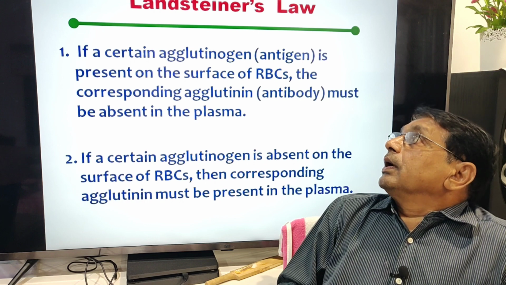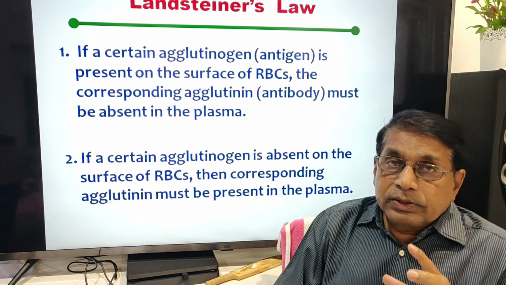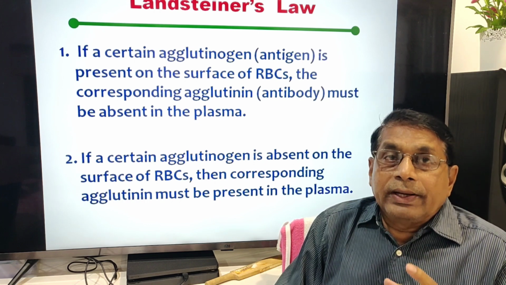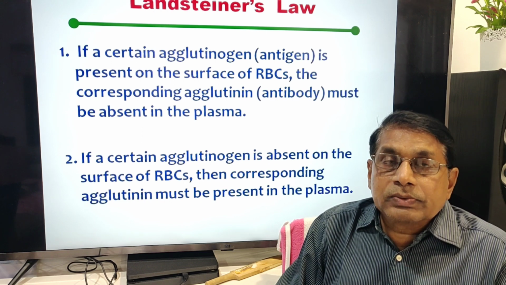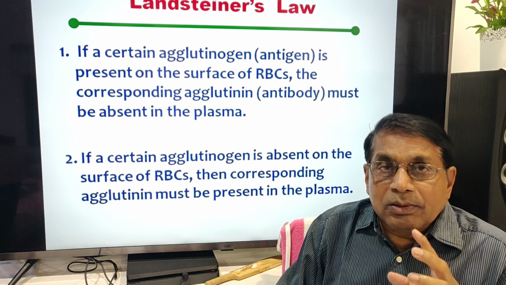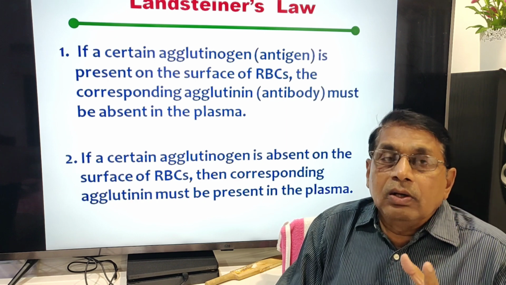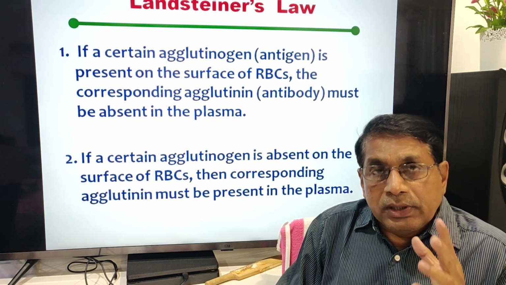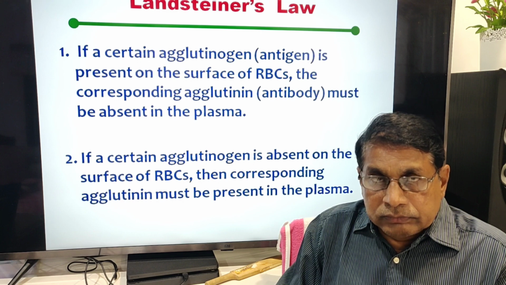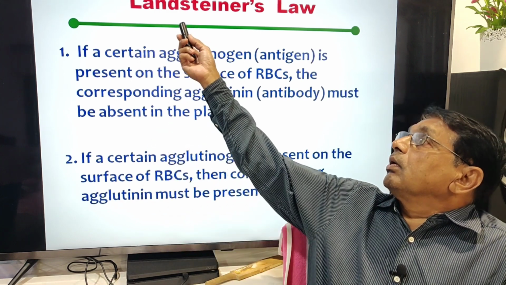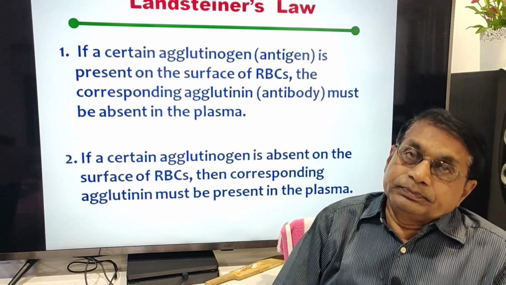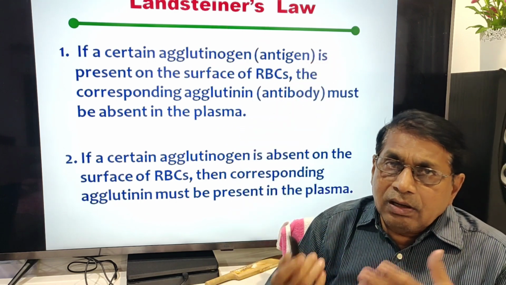Karl Landsteiner, who actually first discovered the four types of blood groups, proposed almost a theory, a law, which is applicable even today. That law is known as Karl Landsteiner's law. Now, what is that law?